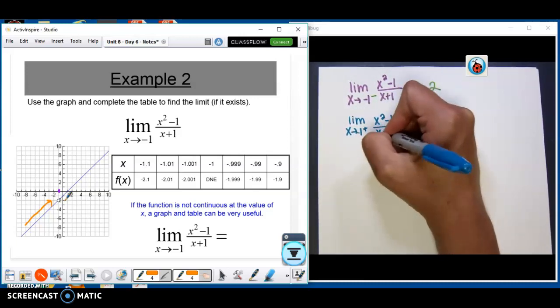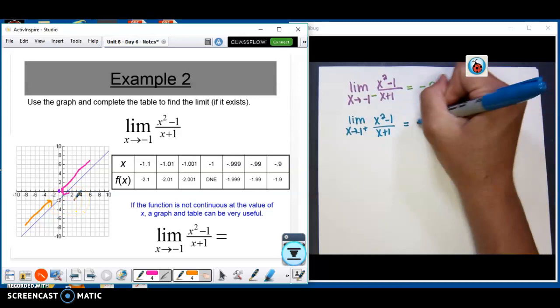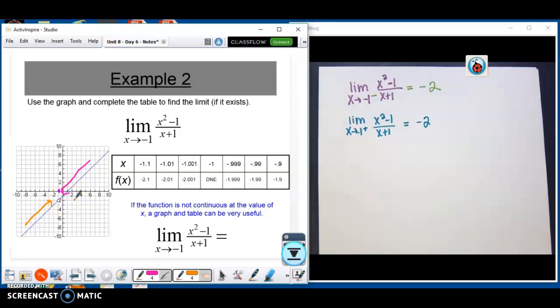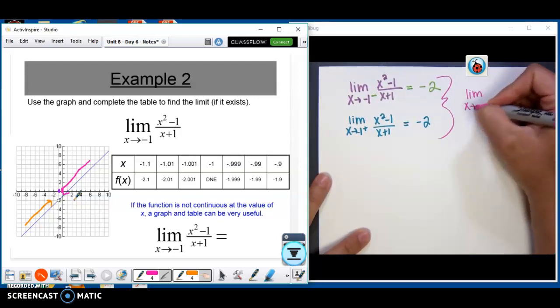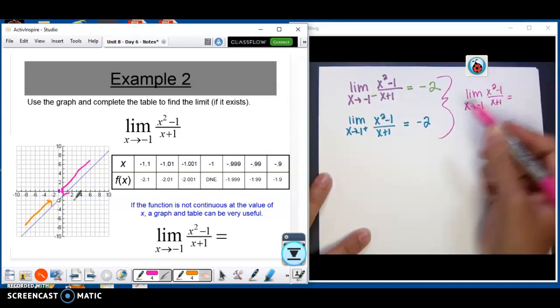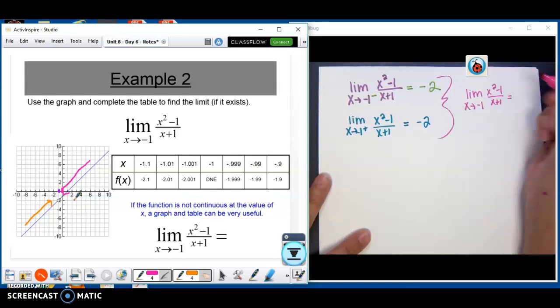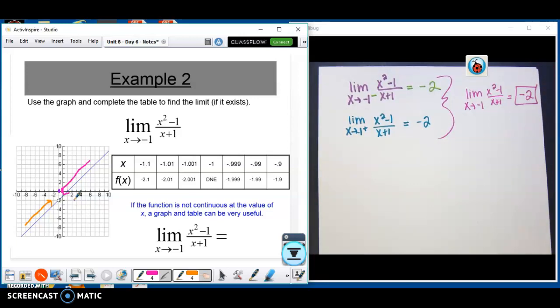So like I said, they're not going to ask you the left and right always, but you always have to think about the left and right. You don't technically have to write them, but think about them in your head. So as you come in from the right, well, same scenario. There's still a hole here, but it's still approaching that -2 value. So when they ask you for just the limit as x approaches -1, because we've taken a look at the left and the right here, they both approach the same thing, so the answer to this is going to be -2.